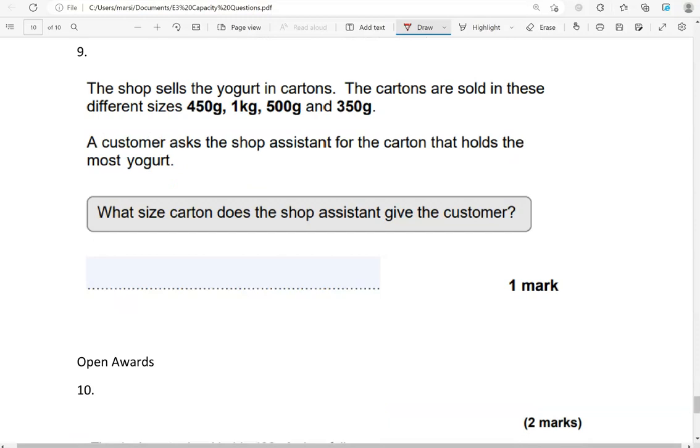The shop sells the yogurt in cartons. The cartons are sold in these different sizes: 450 grams, 1 kilogram, 500 grams, and 350 grams. A customer asks the shop assistant for the carton that holds the most yogurt. What size carton does the shop assistant give the customer? 1 kilogram is equal to 1000 grams. So we're comparing 450, 1000, 500, and 350. The greatest of them all is 1000 grams, which is the same as 1 kilogram.